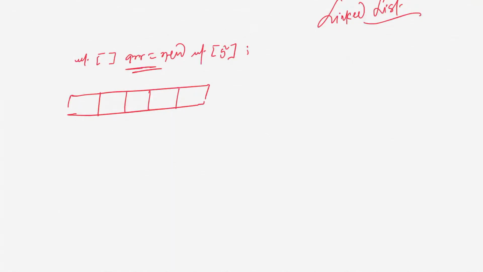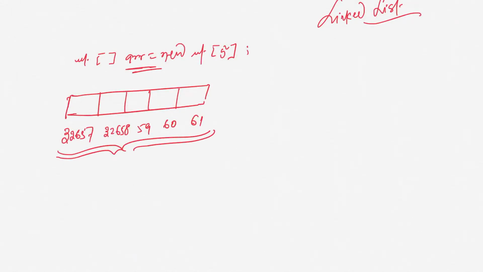Suppose in the RAM this is the memory address 32,657, then it will be 58, and this will be 59 and 60 and 61. So this represents a contiguous memory location. If you see the nature of the array, it's a linear data structure.